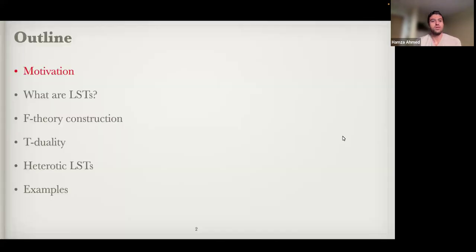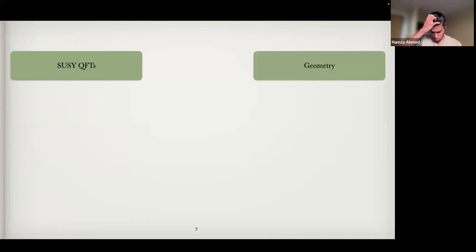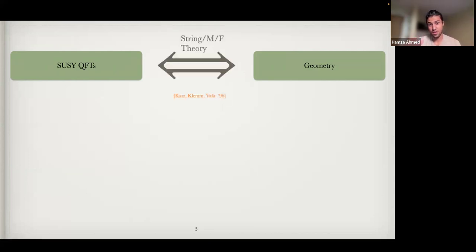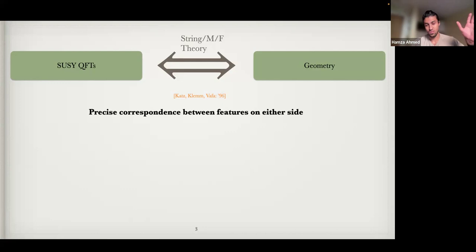All right, so let me first try to motivate why we're looking at heterotic little strings and inequivalent genus-one fibrations. The story between supersymmetric quantum field theories and geometry goes way back to the 90s, when people found that these seemingly different fields are related via string theory, or its non-perturbative generalizations, M and F theory. In particular, there's a precise correspondence between certain things on the geometry side and certain things on the physical or quantum field theory side.